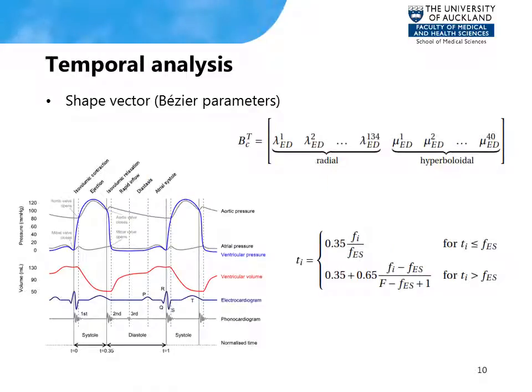What we've seen until now was static, that is, analyzing a time frame at a time, ED or ES, independently. Our shape parameter looks like the B vector shown here, containing the Bezier parameters of our finite element model at a given time. If we wish to analyze these changes temporally, we need to align the different beating hearts in time so that they all beat at the same speed. This is done using a piecewise mapping which ensures that all hearts are at their minimum and maximum volumes at the same time.